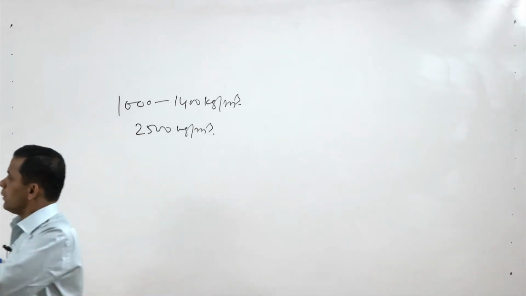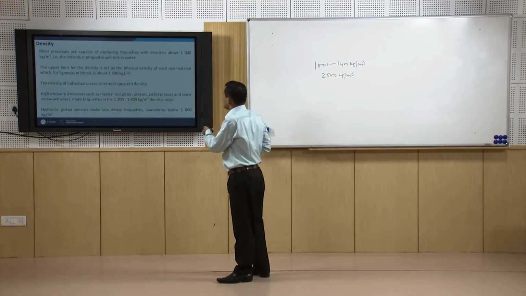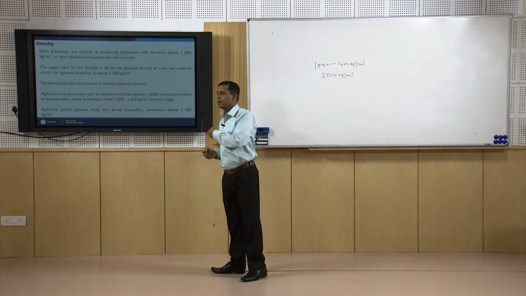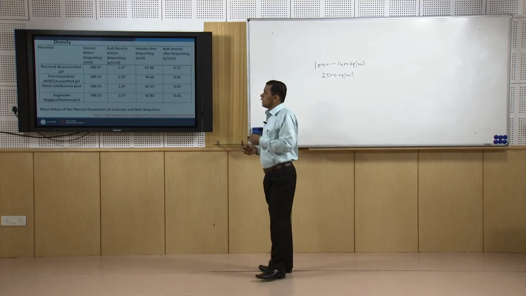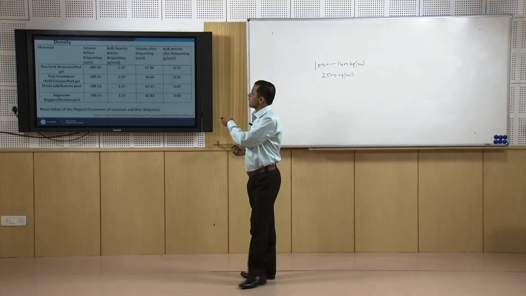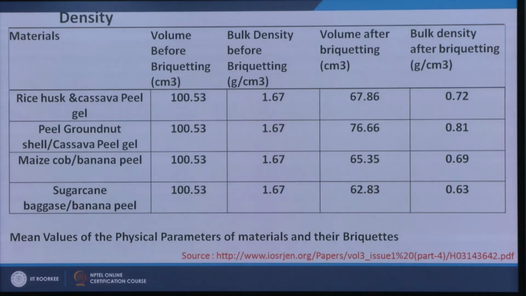So, normally that 1200 to 1400 kg per meter cube density is achieved, but a hydraulic piston press makes less dense briquettes, sometimes below 1000 kg per meter cube. Here we will see some examples. If the material is rice husk and cassava peel gel, then the volume before briquetting is 100.53 centimeter cube and the bulk density before briquetting is 1.67 gram per centimeter cube, and the volume after briquetting is 67.86 centimeter cube and the bulk density after briquetting is 0.72 gram per centimeter cube.